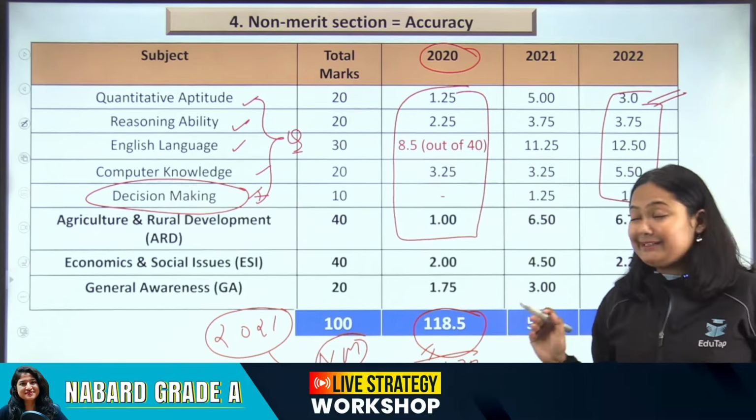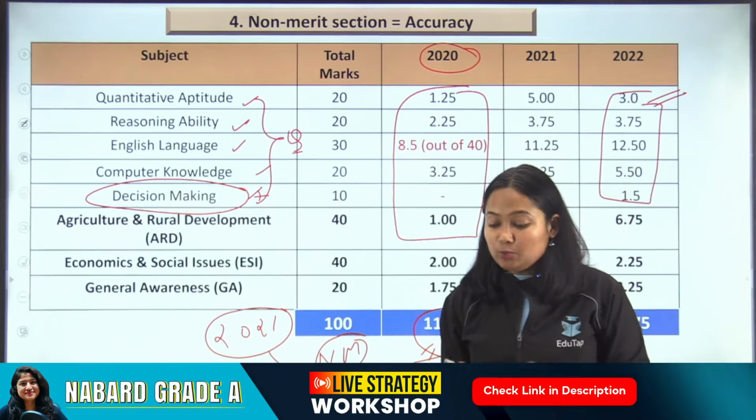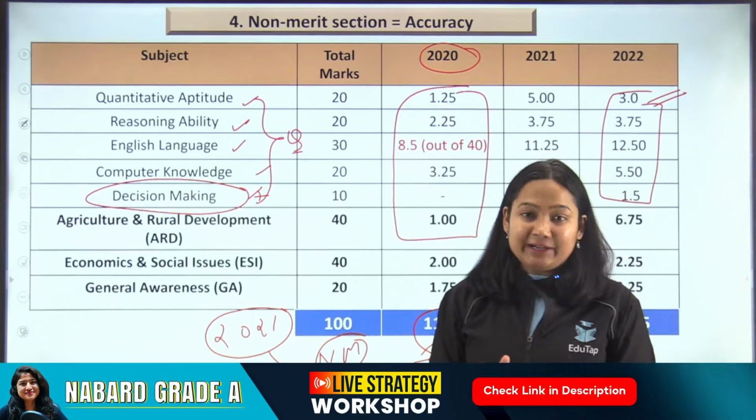So if you were able to score good marks in quant, reasoning, English, you had fair chances here. But this is not the case anymore. So what you need to do is adapt to this new pattern. If you are preparing for the non-merit section, focus on accuracy and focus on time-bound preparation.